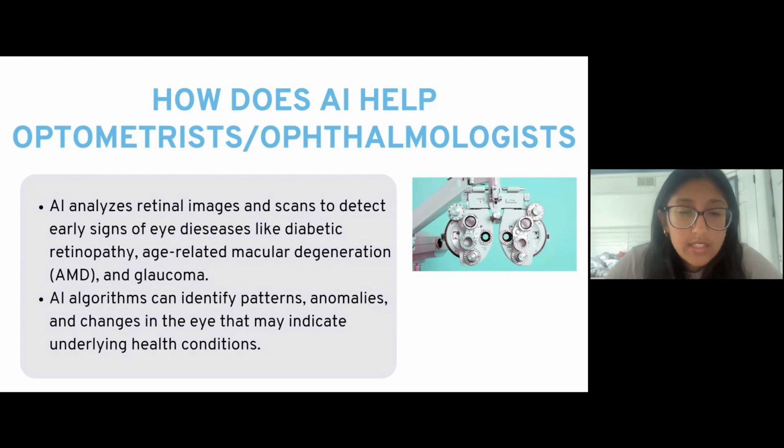So AI analyzes retinal images and scans to detect early signs of eye diseases like diabetic retinopathy, age-related macular degeneration, which is also known as AMD, and glaucoma. AI algorithms can identify patterns, anomalies, and changes in the eye that may indicate underlying health conditions.